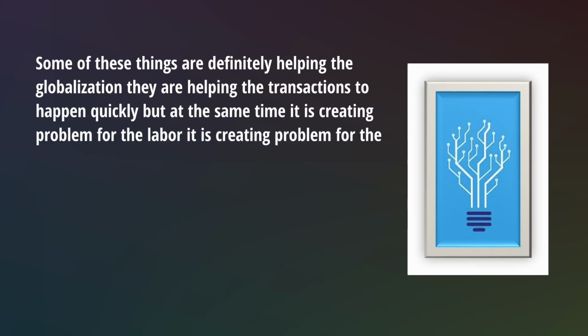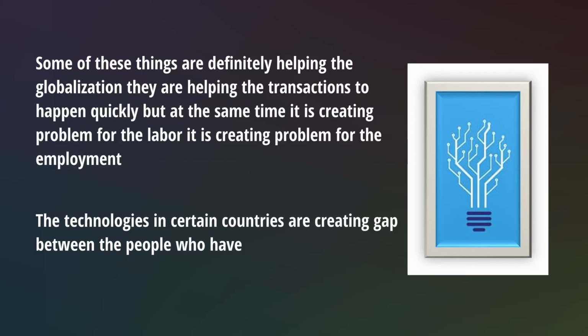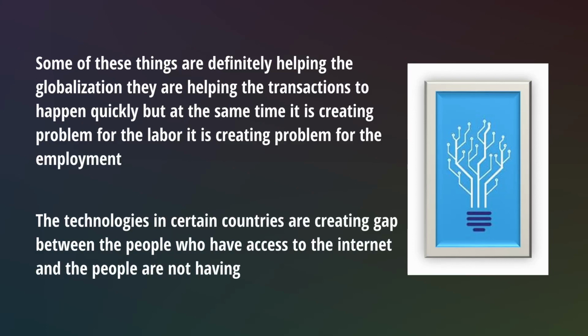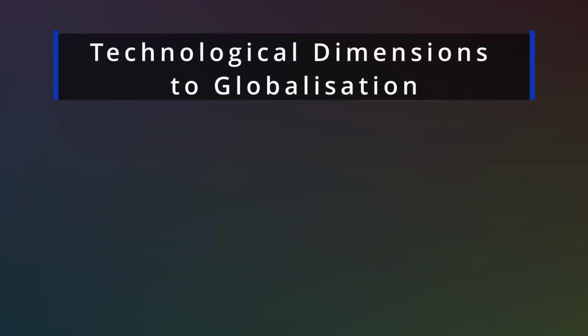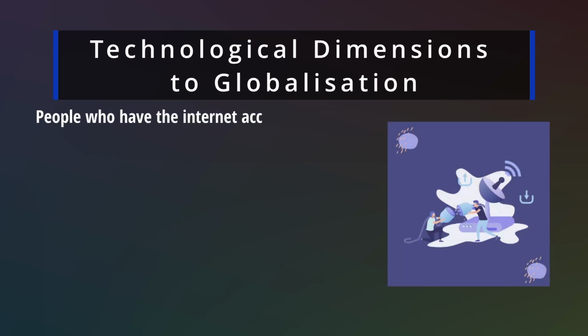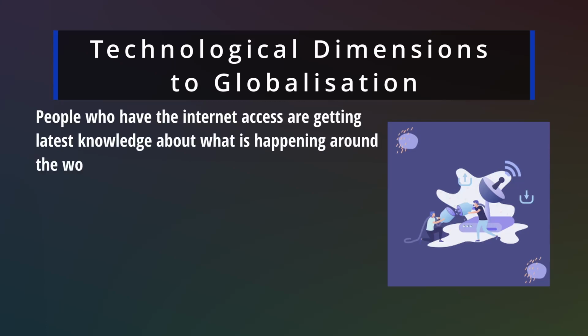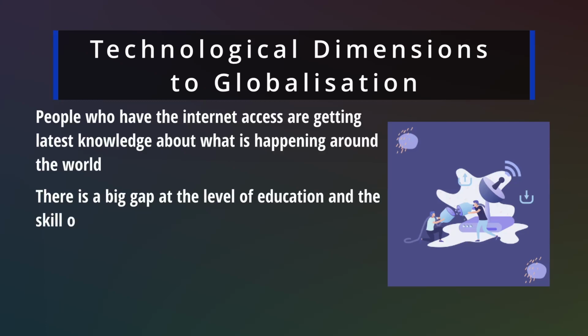But at the same time, it is creating problems for labor and for employment. And the technologies in certain countries are creating a big gap between the people who have access to the internet and people in countries who do not. Because of the technological development, people who have internet access are getting the latest knowledge about what is happening around the world. So there is a difference not only in income and wealth, but also in access to information. And because of that, there is a big gap in the education and skills of certain people.